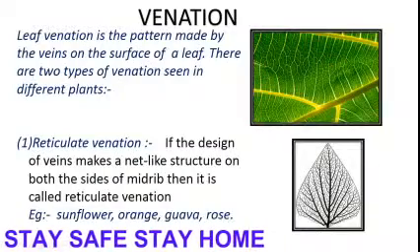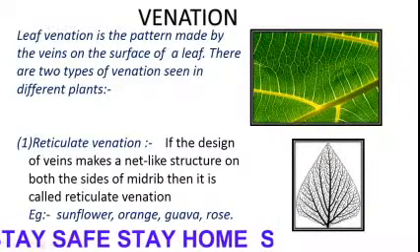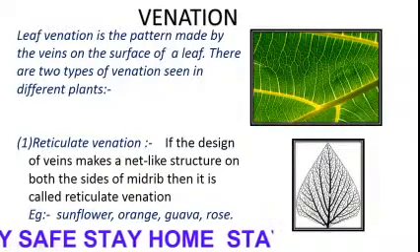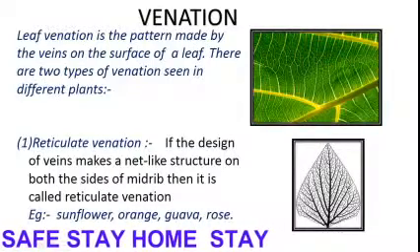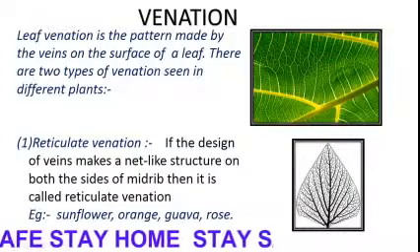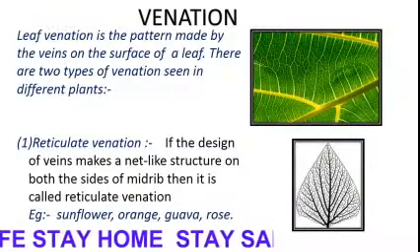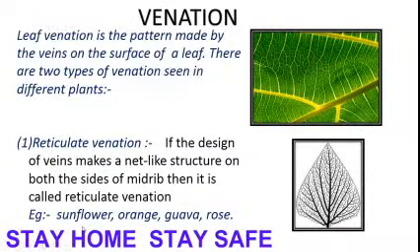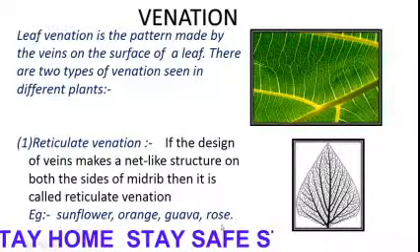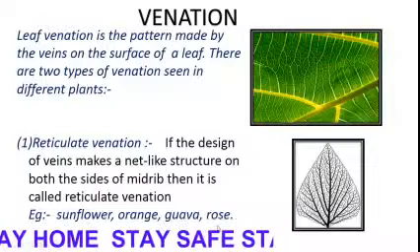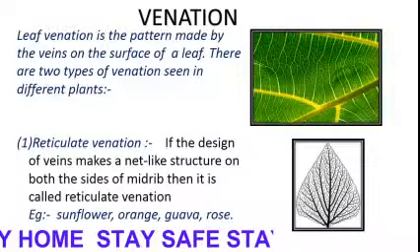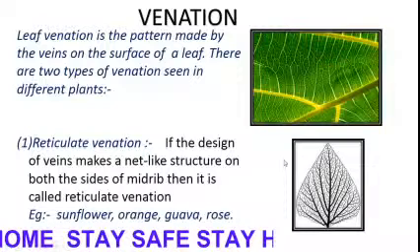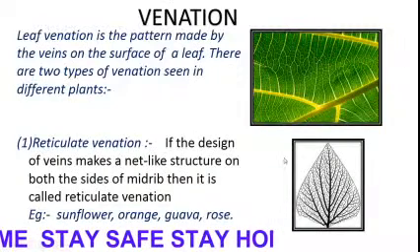What kind of structure is it? It is a net-like structure. This is the midrib, and on both sides you can see the veins making a net-like structure. That is known as reticulate venation. In sunflower, orange, guava and rose leaves, you can see reticulate venation. Is that clear, dear students? This was about reticulate venation.